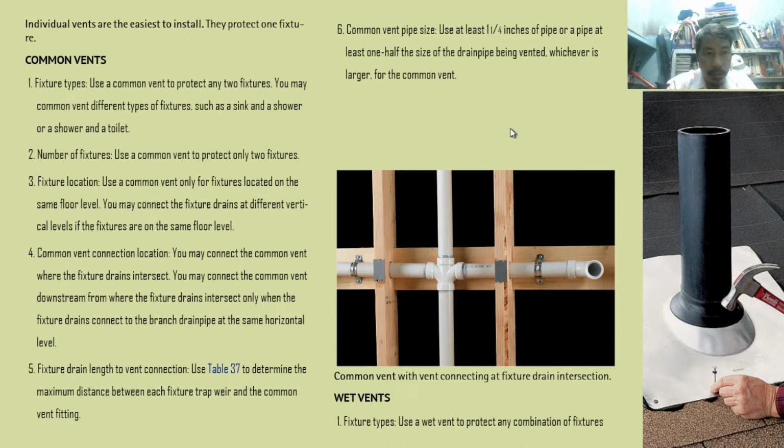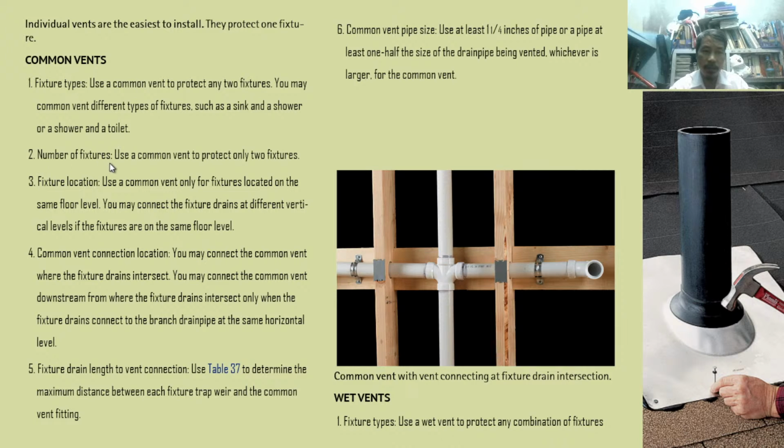Individual vents are the easiest to install. They protect one fixture because of that. Then common vents. So it is not an individual vent, but common vents, meaning there are several fixtures using this vent. Fixture type: use a common vent to protect any two fixtures. You may common vent different types of fixtures, such as a sink and a shower, or a shower and a toilet.